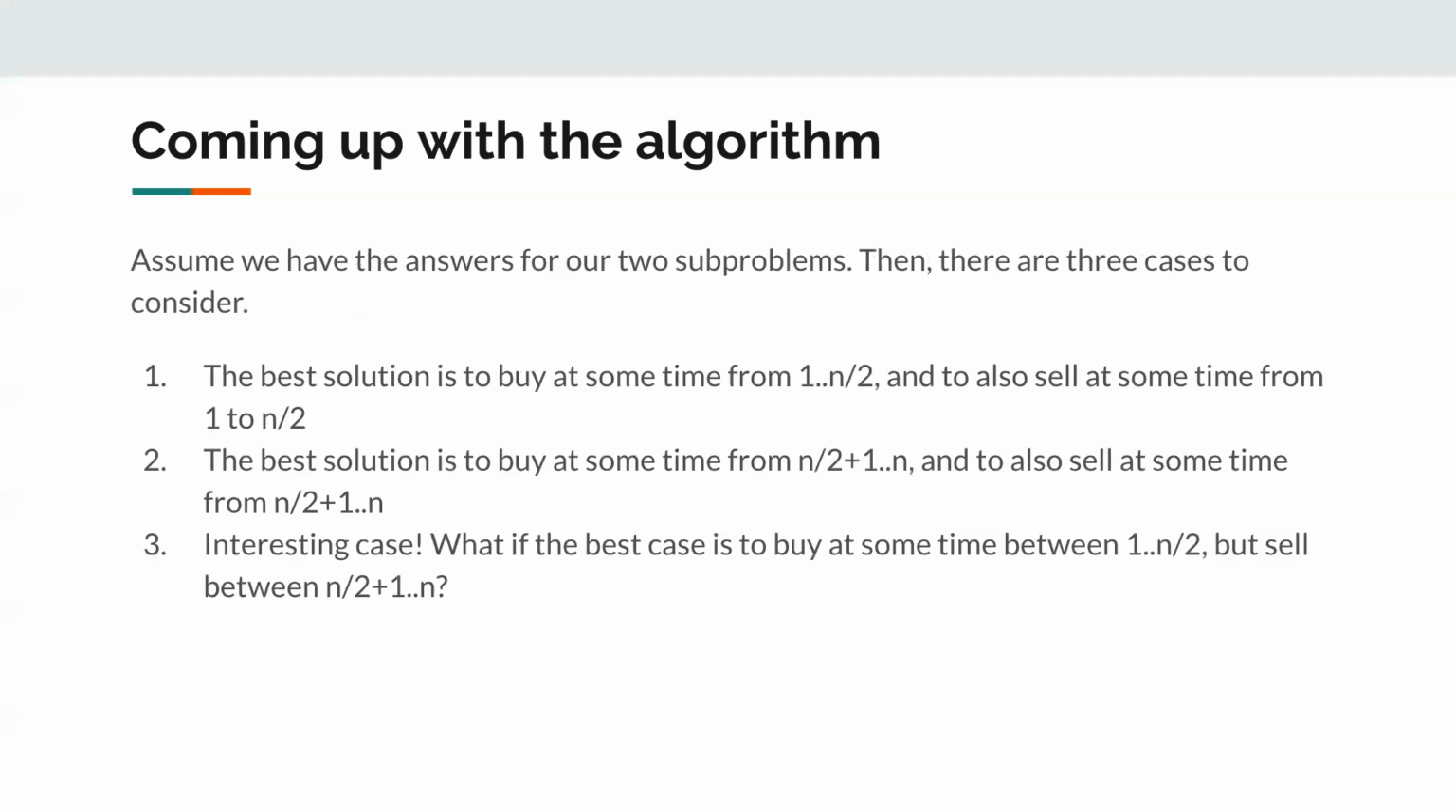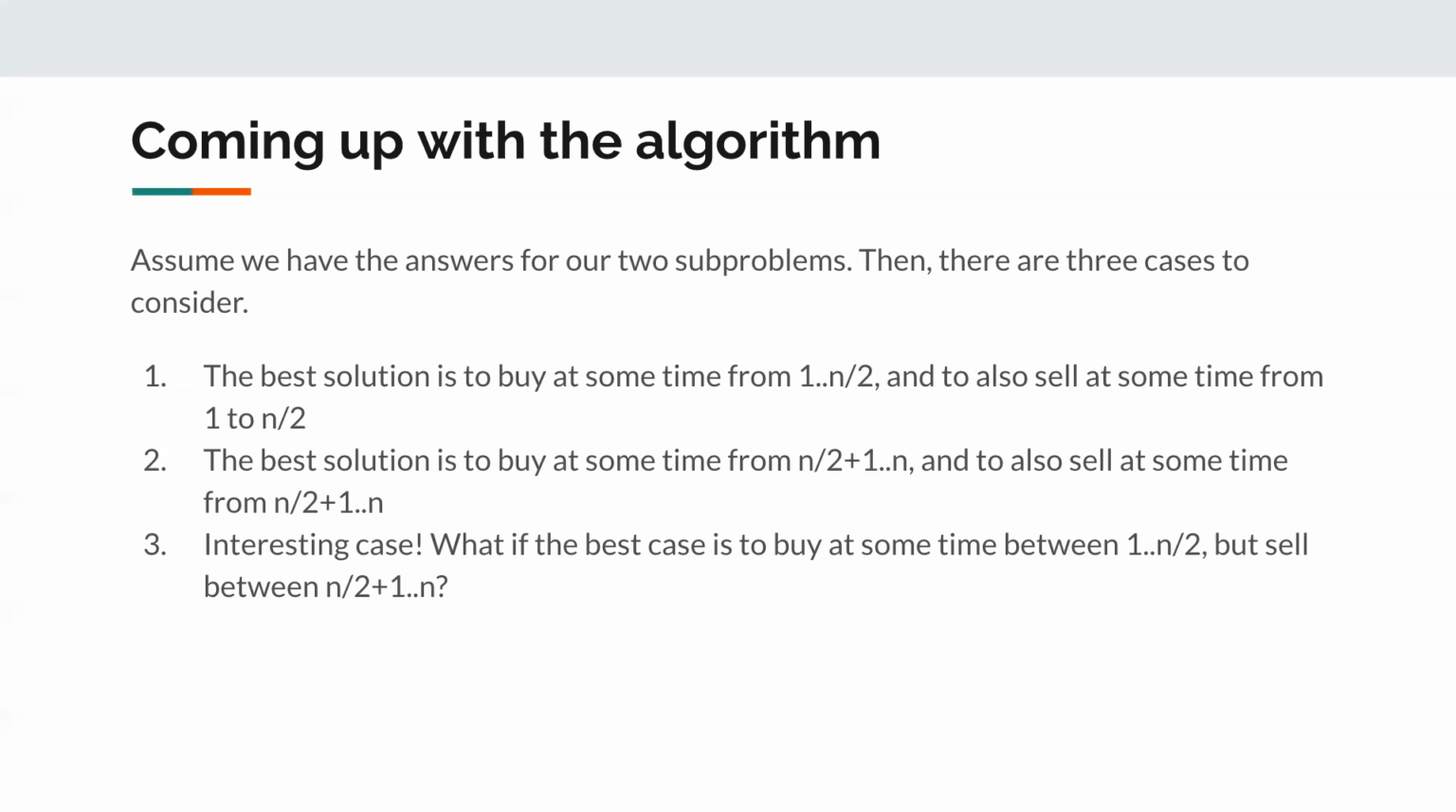So the cases that we wanted to consider: the first case is that your best solution is to buy sometime in the first half and also sell sometime in the first half. The second case is the same parallel case for the second half. And then the third case is our interesting case, where we want to buy in the first half but sell in the second half. We can see that the first two cases we just get from our subproblems. When we make the recursive call, we'll get the answer to that, right?